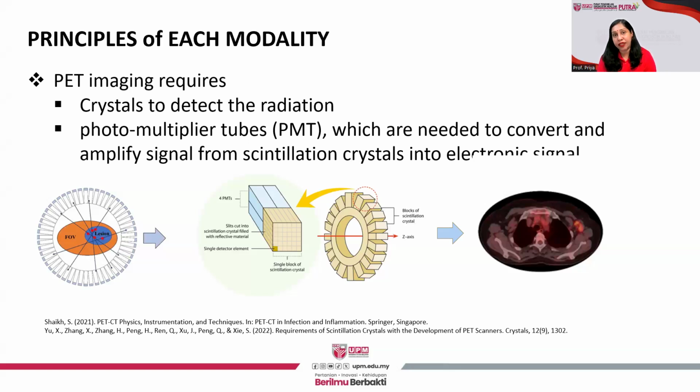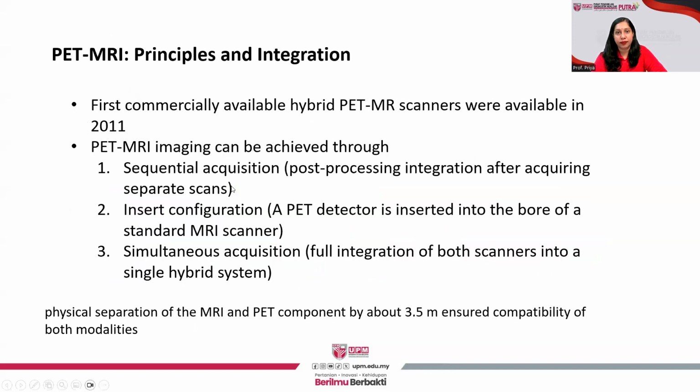Traditionally, PET imaging is superimposed with a CT scan image. However, in hybrid PET-MR machines, the PET image is superimposed onto an MR image for anatomical localization. The principle of PET-MR is relatively new. The first commercially available hybrid PET-MR scanners were available in 2011.